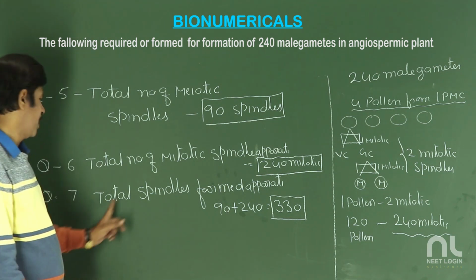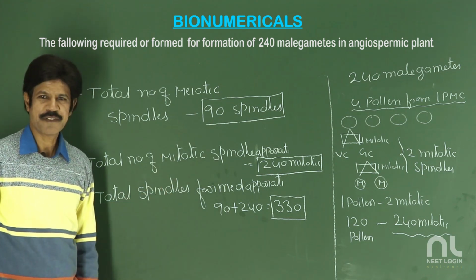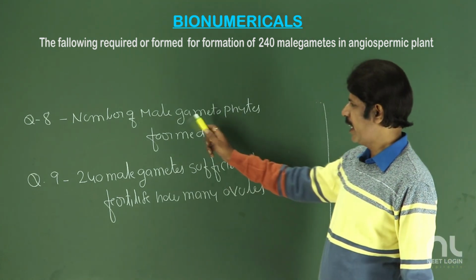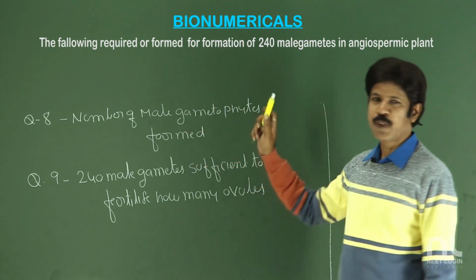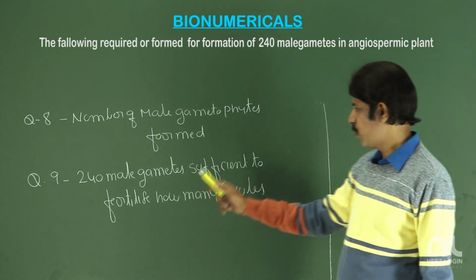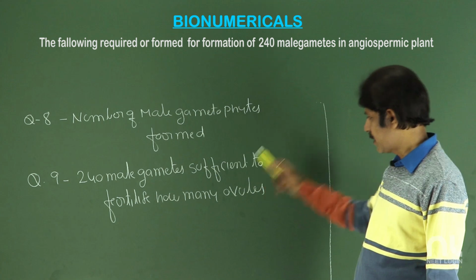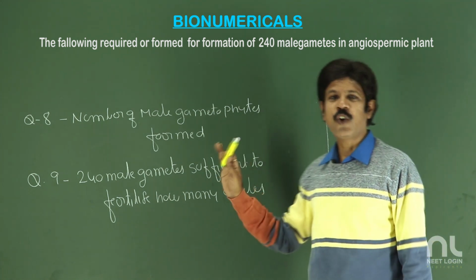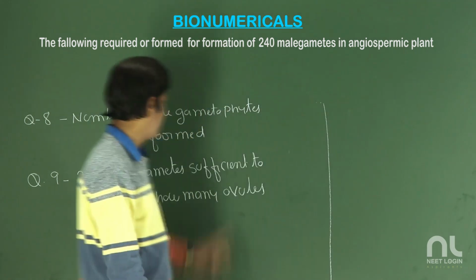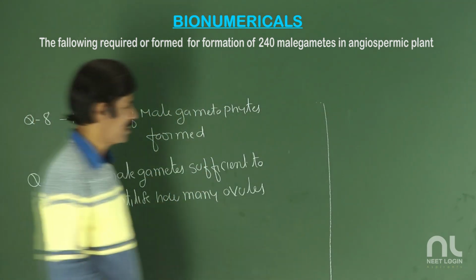330 spindles which are formed. For 240 male gametes, the 8th question is the number of male gametophytes formed. And the 9th question is, for 240 male gametes, sufficient to fertilize how many ovules? For 240 male gametes, the number of male gametophytes.